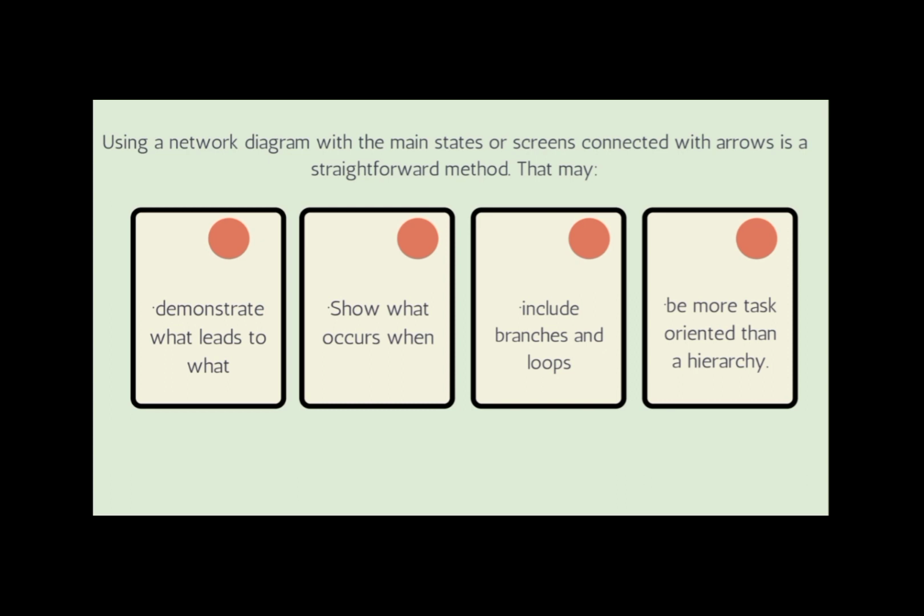Using a network diagram with the main state or screen connected with arrows is a straightforward method. It demonstrates what led to what, shows what occurred when, includes branches and loops, and is more task-oriented than a hierarchy.